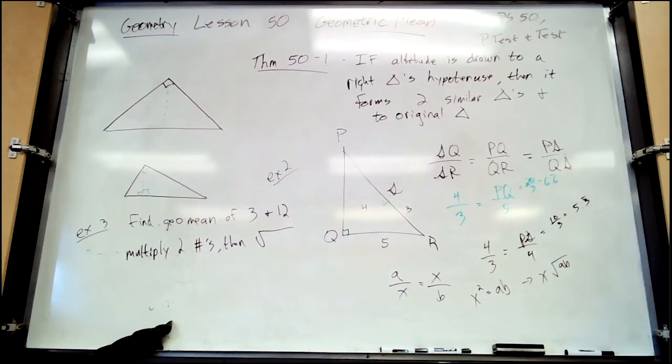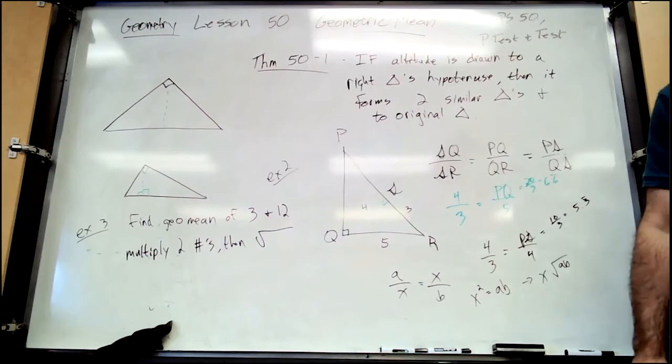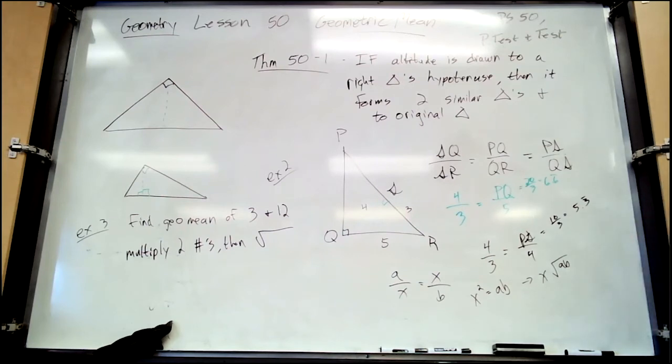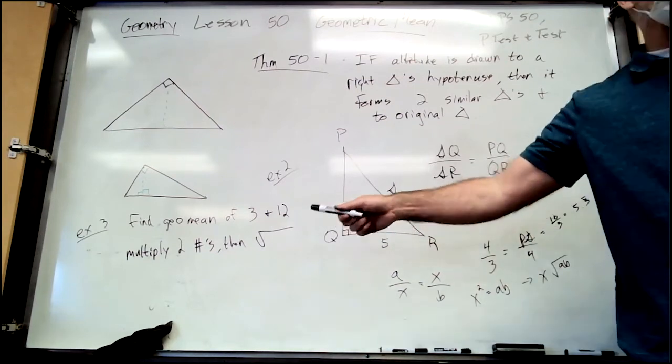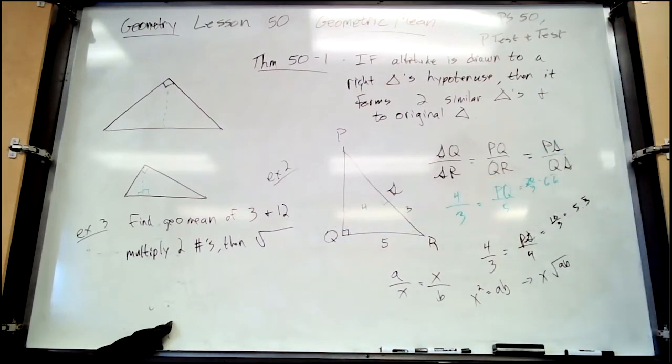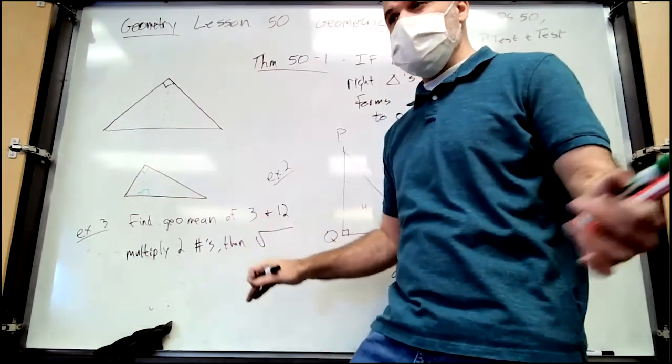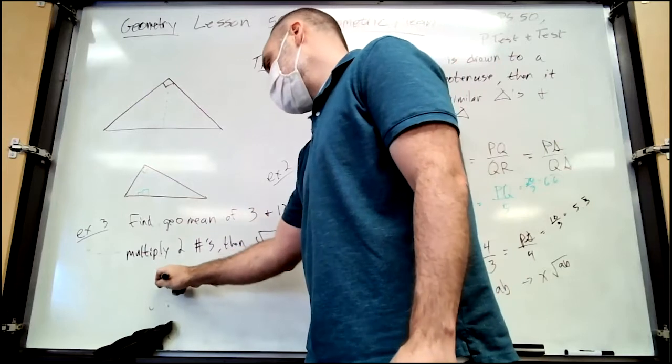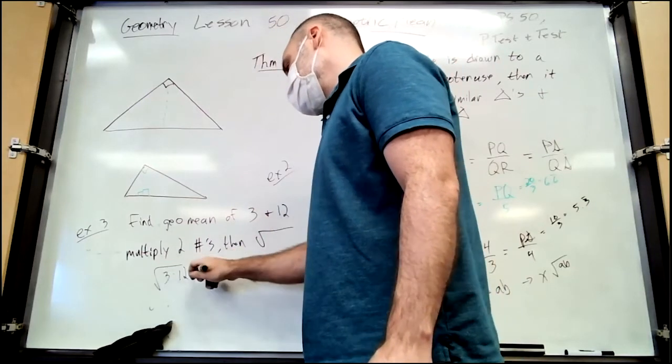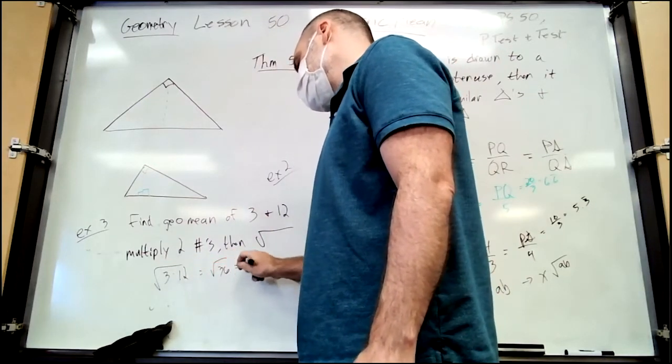Is it 3? Nope. Is it 6? It is 6. How'd you get 6? I multiplied 3 and 12 and then I square rooted it. Yeah, so you're one of those people who did what I told you to do. Nice job. So 3 times 12 is 36. Square root of 36? 6. Now you could just do it. Follow these directions: 3 times 12 and then square root it. That's just the square root of 36, which is 6.